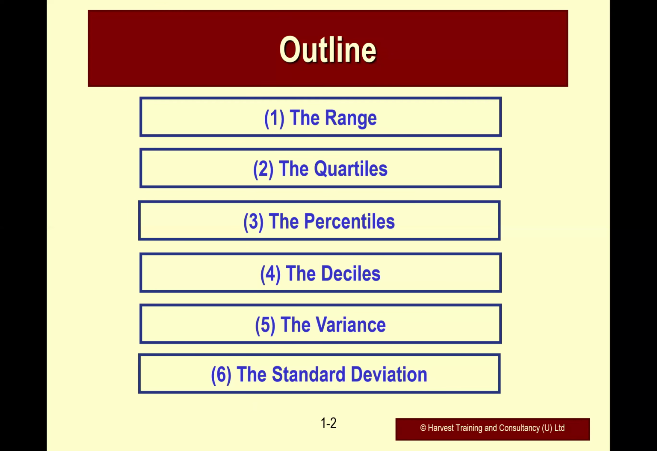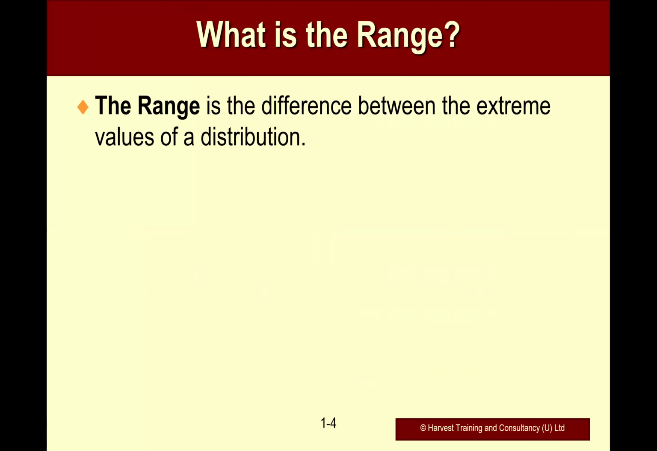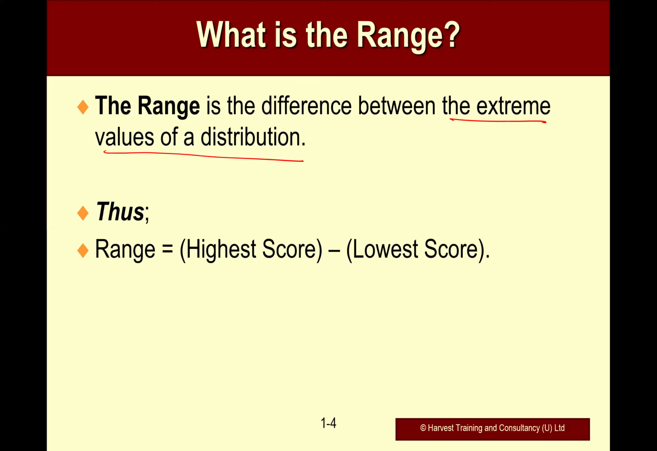The simplest measure of dispersion is the range. So we shall begin with this one here. And here we are saying that the range is the difference between the highest score and the lowest score, which are the extreme values of a distribution. Meaning that when you want to get the range, we shall get the highest score minus the lowest score.